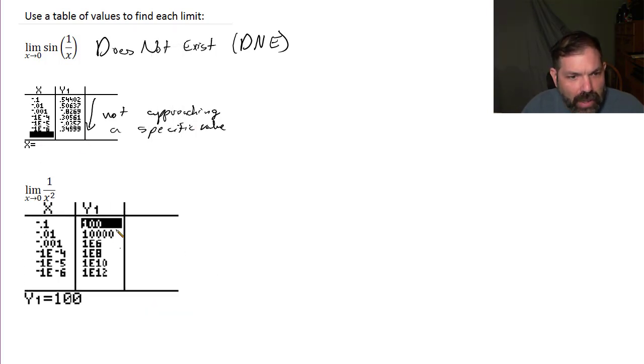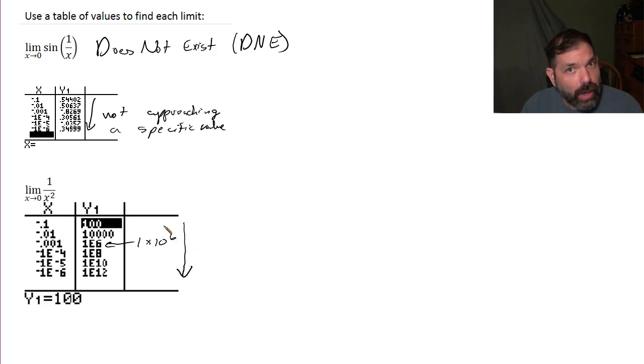So what's happening with these outputs? My inputs are getting closer and closer to 0. My outputs, remember this notation on this calculator, this 1E6, what that notation means is 1 times 10 to the 6th power. That's 1,000,000. And 1 times 10 to the 8th, that's 100 million. 1 times 10 to the 10th, that's 10 billion. So what's happening here? These outputs are getting very large. These are becoming infinitely large.